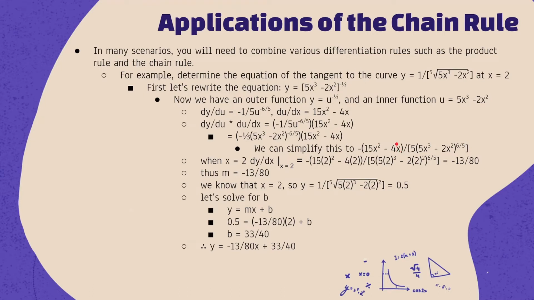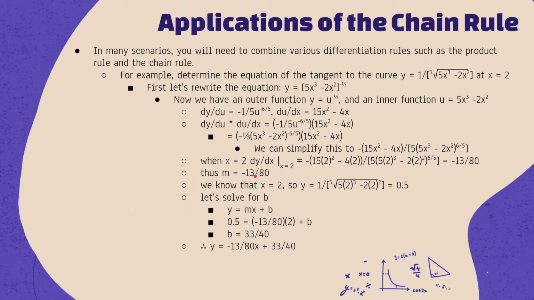Now, using either this form or that form, I substitute x equals 2, because that's what the question asked us to find, right? We need to find the tangent. And getting the first derivative would let us have the slope. So I'll plug those values into here, and we get negative 13 over 80, and so our slope is negative 13 over 80.